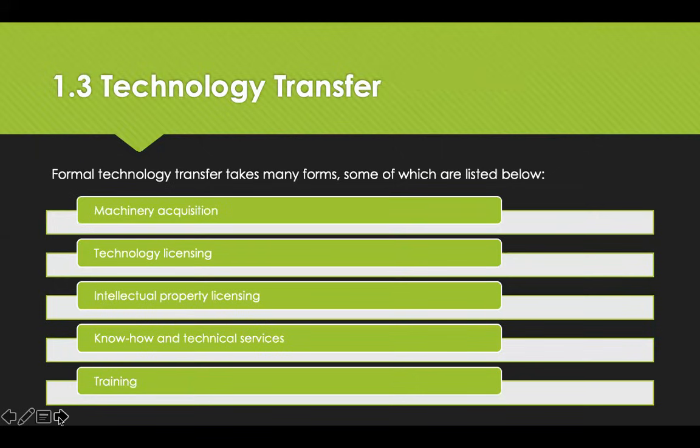But formal technology transfer takes many forms, such as machinery acquisition, technology licensing, or intellectual property licensing, know-how and technical services, or good old-fashioned training.